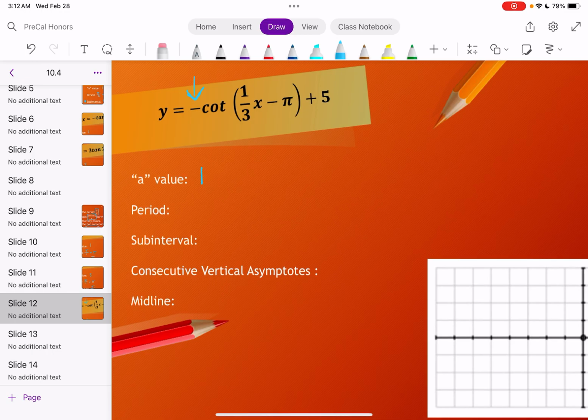Our period is going to be pi over 1/3, which is equal to 3 pi. Our subinterval is 3 pi over 4. Our midline is going to be 5.